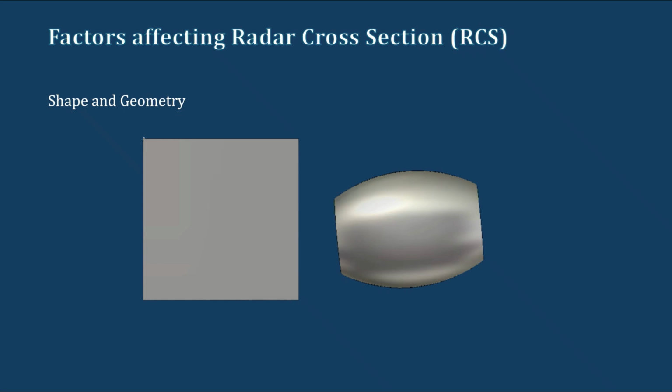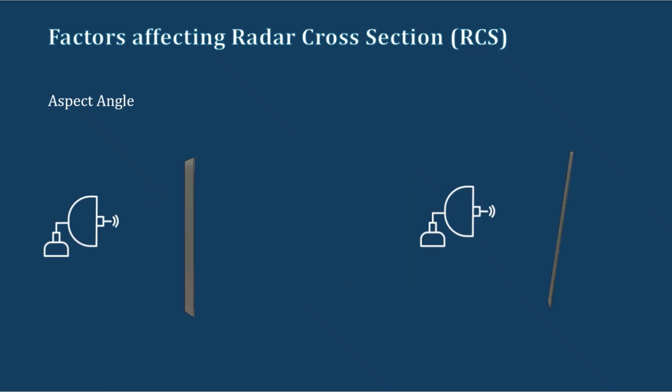And let's discuss the different factors which will affect the radar cross section of a target. If we consider the geometry and the shape of the target, it will have an impact on the radar cross section. In this case, if we consider a flat plate and some curved structures, the flat plate will have a high RCS and the curved one will have a lower RCS. So the shape and geometry will have an impact on the reflected power.